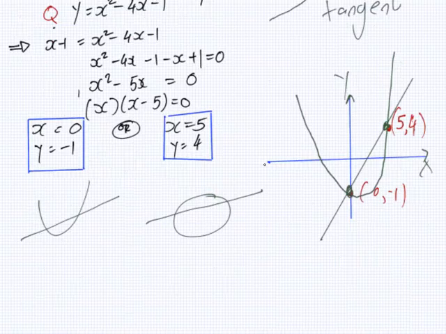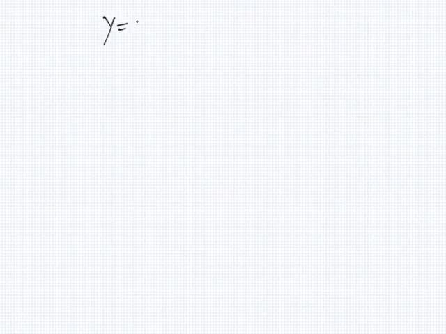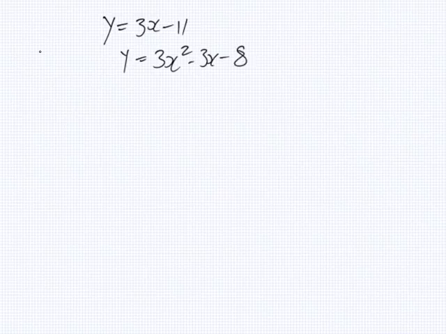Right, try this one for me, let's see. y equals 3x minus 11 and y equals 3x squared minus 3x minus 8, for example. See what you get from this. And also include a very quick graph, please. A simple little sketch.